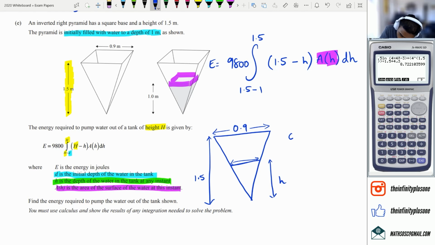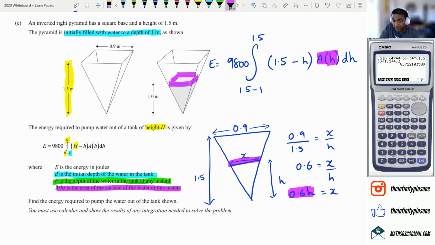So what you can do is write 0.9 over 1.5 is equal to, I'm just going to call this x for now, x over h. So 0.9 over 1.5 is 0.6, equals x over h, and then x is equal to 0.6h. So basically what I've just discovered is that the side of that square is equal to 0.6h.